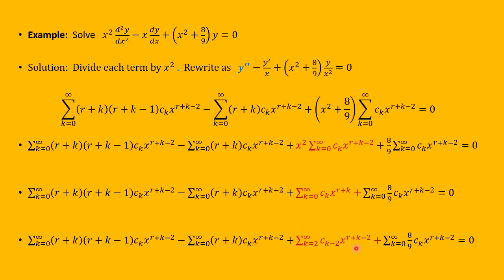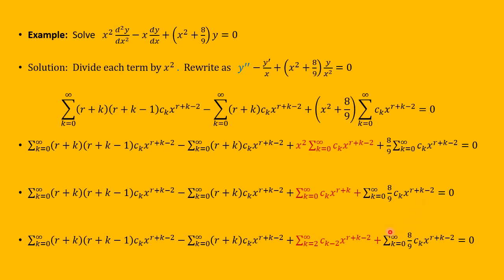This series is just a re-indexing of this one. Instead of going from k equals 0 to infinity, we went from k equals 2 to infinity, and we replaced all of the k's here with k minus 2's. And then this series here is the same as this series here. Okay, so we're making some progress.